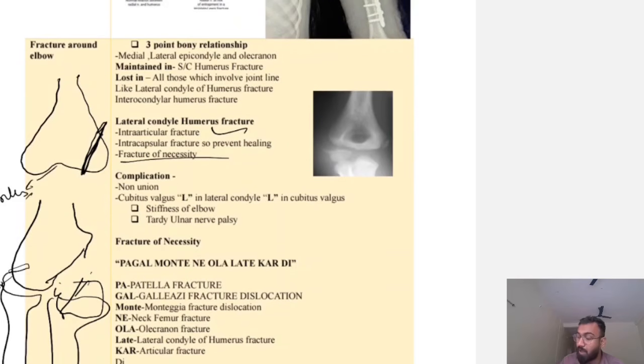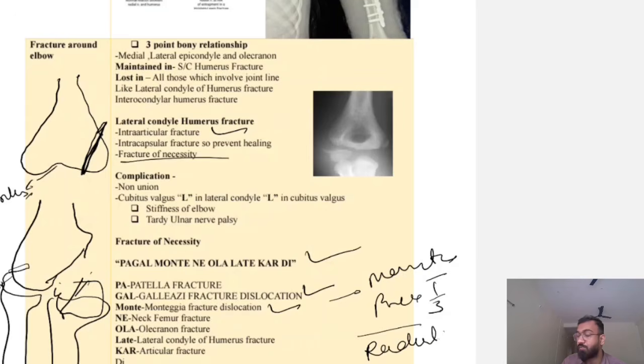And we have a mnemonic: Pagal Monti ne Ola late kar di. So in Galeazzi fracture dislocation and in Monteggia fracture, in all these fractures you have to do operative fixation. Monteggia fracture is a proximal one third ulna fracture along with radial head dislocation. Because the radial head is dislocated in Monteggia fracture, if you manage that patient conservatively, the radial head will remain dislocated for a lifetime. Because it is dislocated for a lifetime, movement at the elbow joint will not happen. So the patient will not have elbow joint movement during his lifetime.